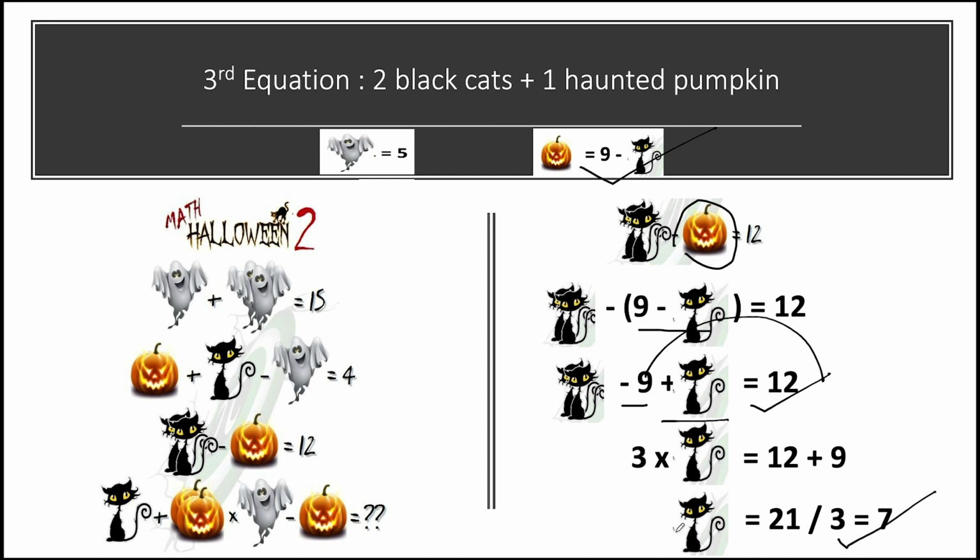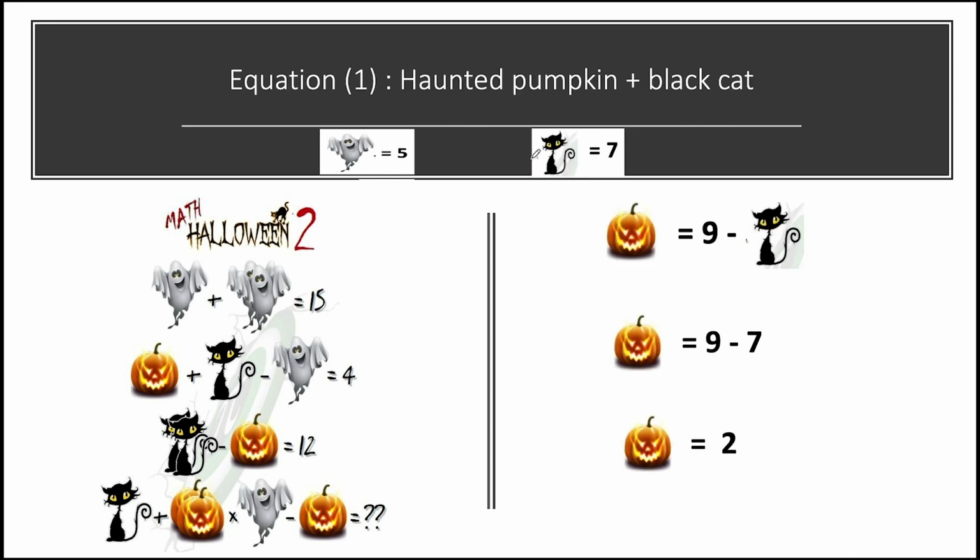Now we know the value of cat, we know the value of ghost. If we put this value of cat in this equation, we will be able to find out the value of pumpkin. So solving our first equation, haunted pumpkin is equal to 9 minus cat. We know the value of cat, that is equal to 7. Putting that here in this equation and solving it to get the value of pumpkin. So the pumpkin value comes out to be 2.